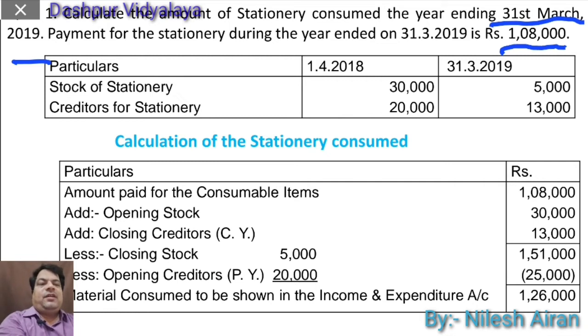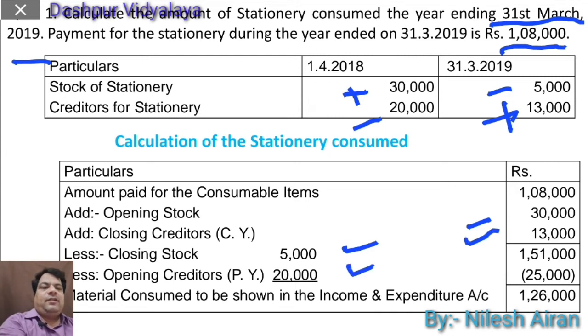Now for the stock of stationery, I told you that opening stock is added and closing stock is deducted. Then we are given the creditors. So closing creditor will be added and opening creditor will be deducted. So opening stock rupees 30,000 will be added and closing stock rupees 5,000 will be deducted. Outstanding for the current accounting year will be added, 13,000 rupees, and last year's outstanding will be deducted, 20,000.